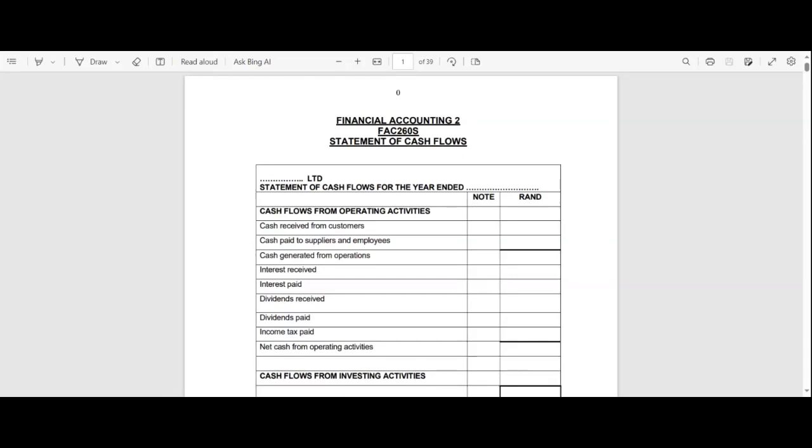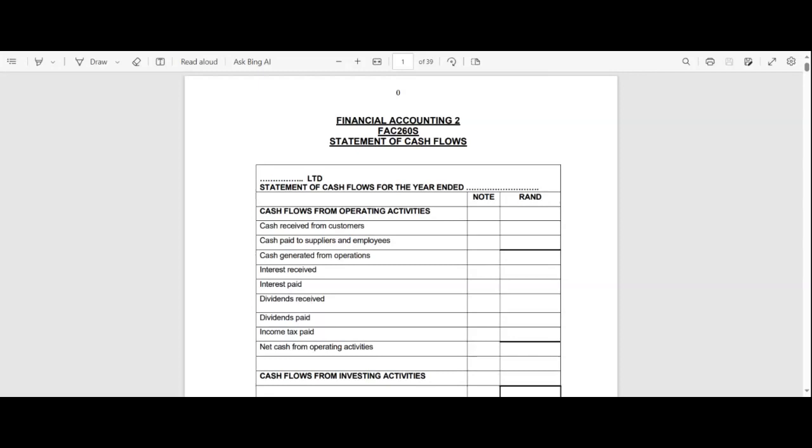But then a new way, a new template or a new layout was designed for the statement of cash flows. And this is the one that you currently see in front of you, which we now refer to as the statement of cash flows on the direct method. It's all in your textbook, so you can go and read up on it as well. So we call this the direct method.